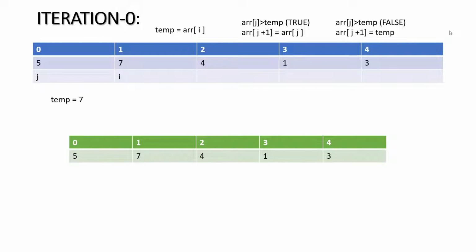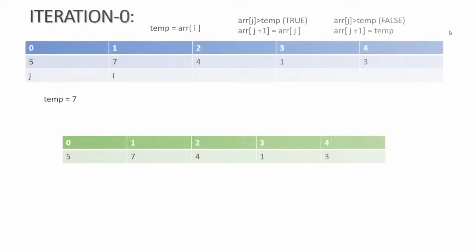How am I saying that an iteration is successfully completed? If the element at index j is greater than temp, if that became false, then I can say that an iteration is completed. Or else you have another condition to check. If j is less than 0, after decrementing j, if it is less than 0, an iteration is completed. So after completion of this iteration, these elements are going to be taken for the next iteration.